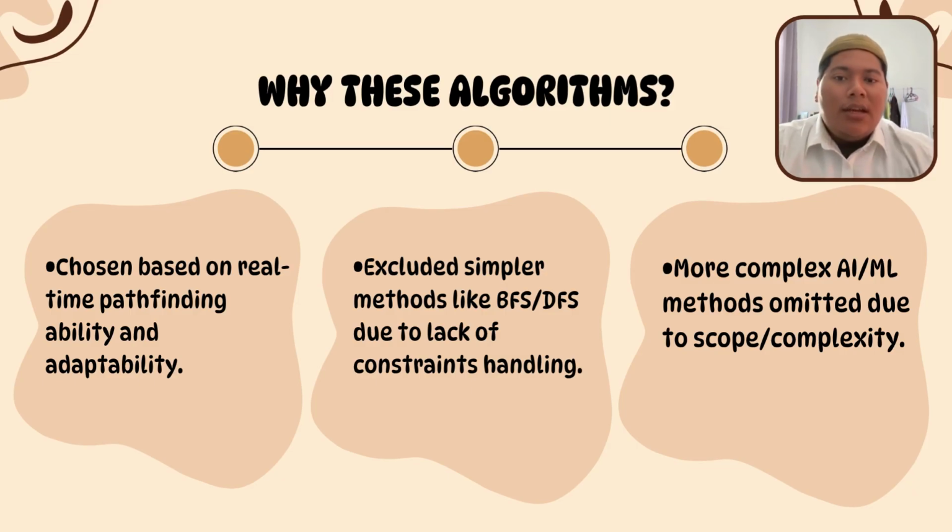The third one is more complex AI and machine learning methods, omitted due to scope or complexity, which means that some advanced AI and machine learning approaches like reinforcement learning or neural networks could offer even smarter pathfinding. That's why we chose all those 5 algorithms for our assignment.